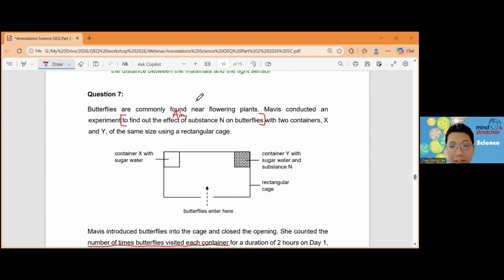Yes, what is kept the same? What is kept the same? I would say this is a difficult one. Okay. Thank you, Tanisha. Distance between the entrance and the container, very good.